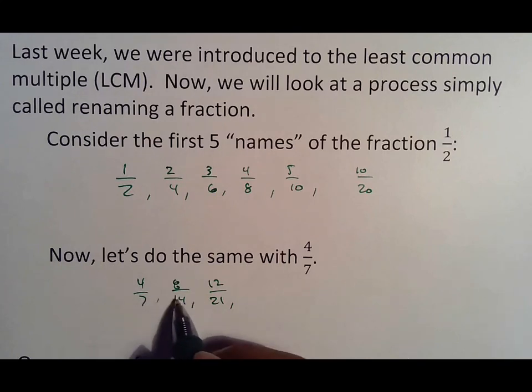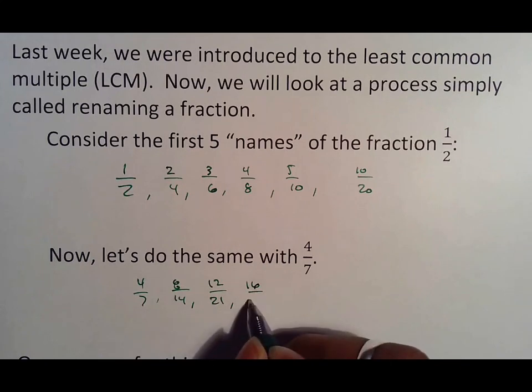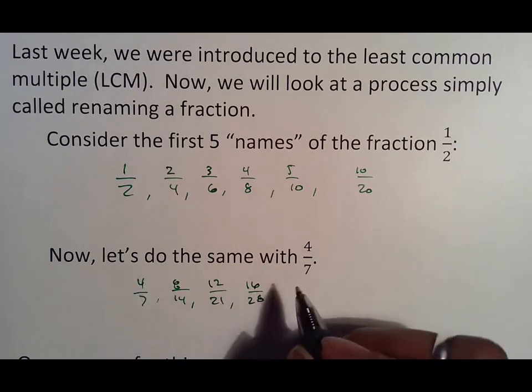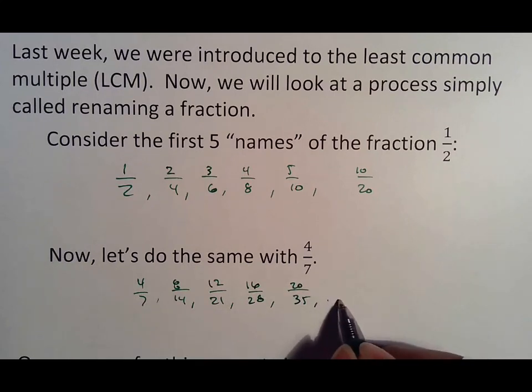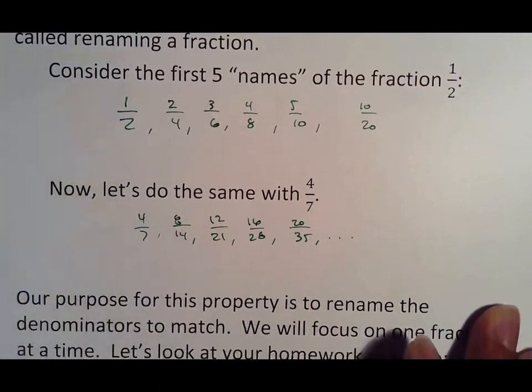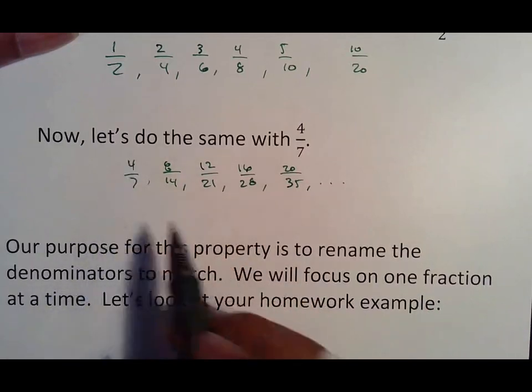I can multiply them both by 4 to get 16 over 28. I can multiply them both by 5 to get 20 over 35. And again, you can keep going forever, because you can rename it whatever you want to rename it, as long as they're both being multiplied the same.